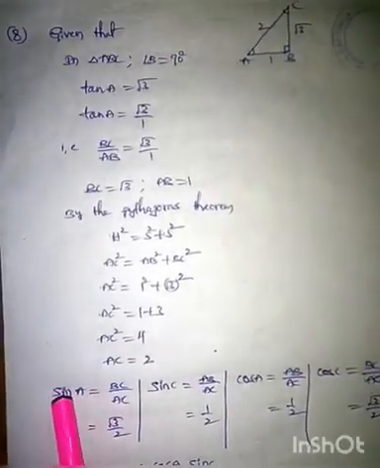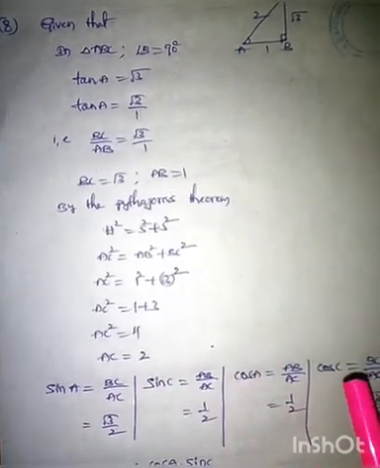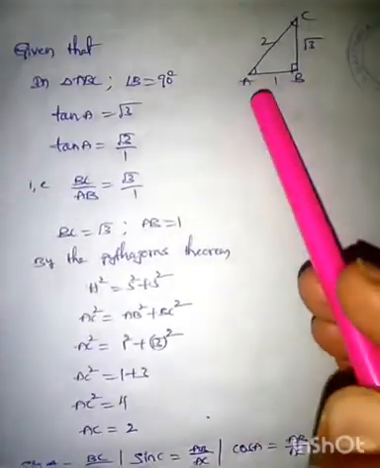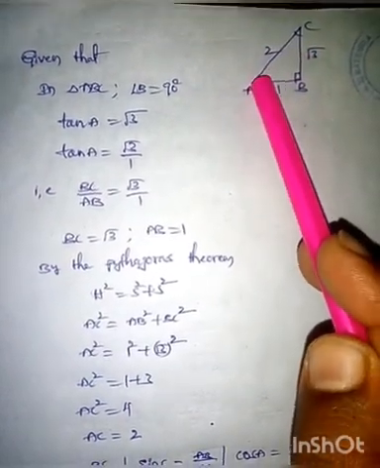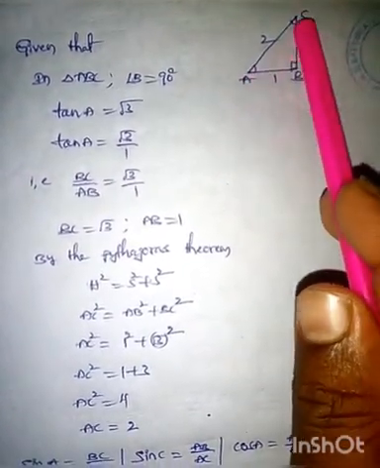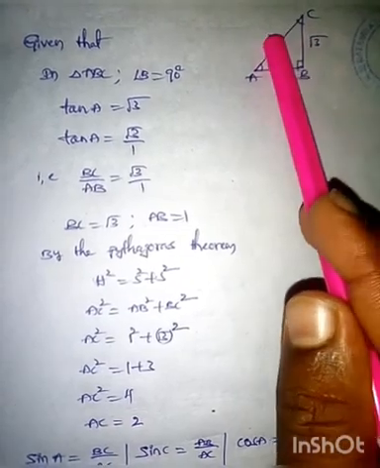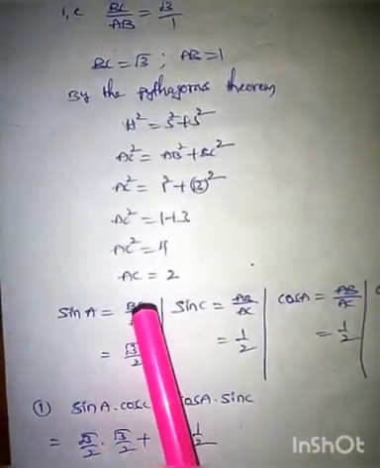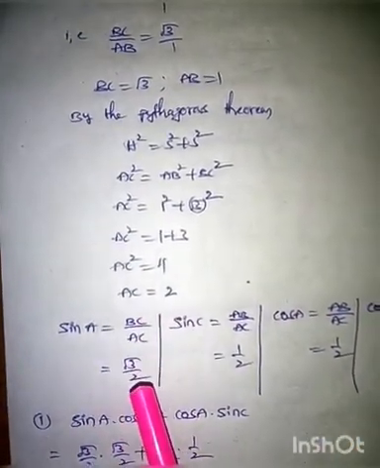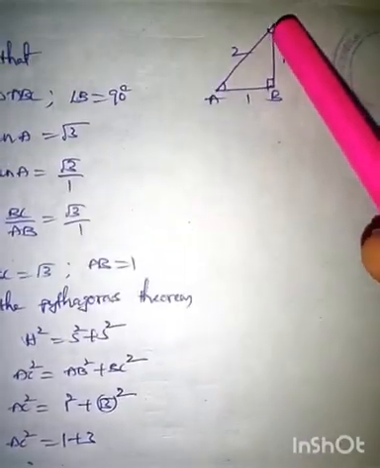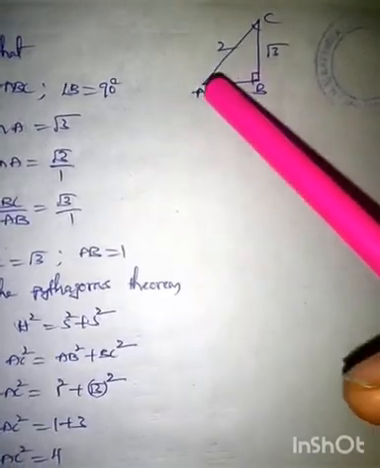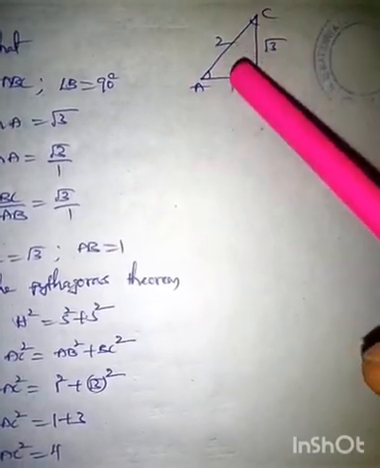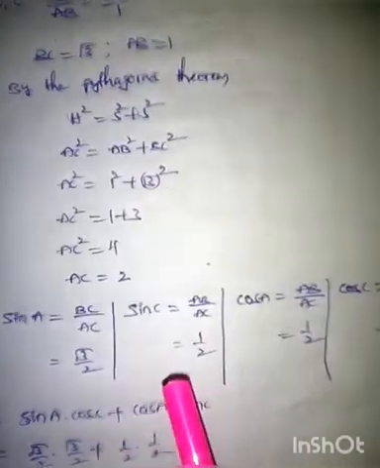Now calculate sin A, sin C and cos A, cos C. Sin A means opposite side by hypotenuse. The opposite side to A is BC, hypotenuse is AC. That's why sin A is root 3 by 2. So look here, BC by AC, that is root 3 by 2. And now sin C, the opposite side to C is AB and hypotenuse is AC. That's why 1 by 2.